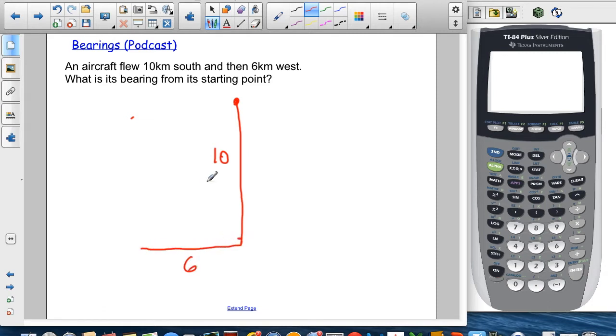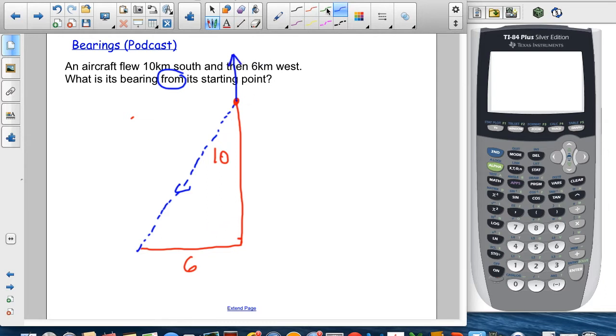Okay, and it says, what is the bearing from its starting point? The word from is really crucial in this problem. So you're going from here to here. And the word from tells me where to draw the north line.